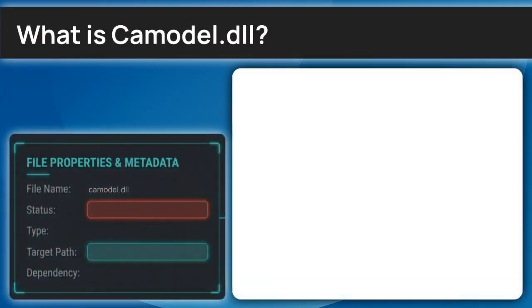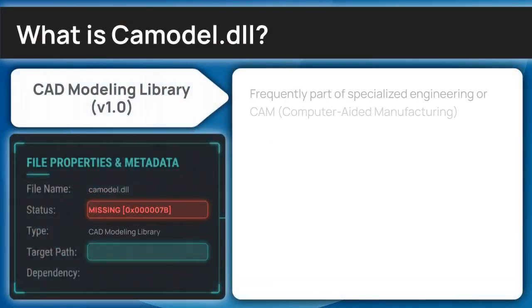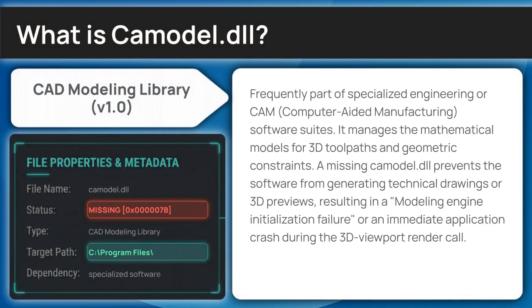This is the CA Model Module, frequently part of specialized engineering or CAM, Computer-Aided Manufacturing, software suites. It manages the mathematical models for 3D toolpaths and geometric constraints. A missing Camodel.dll prevents the software from generating technical drawings or 3D previews, resulting in a modeling engine initialization failure or an immediate application crash during the 3D viewport render call.